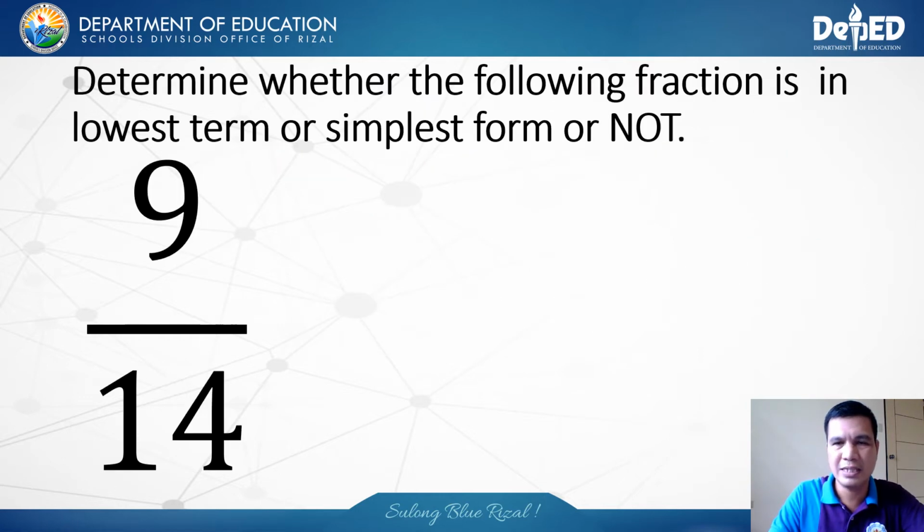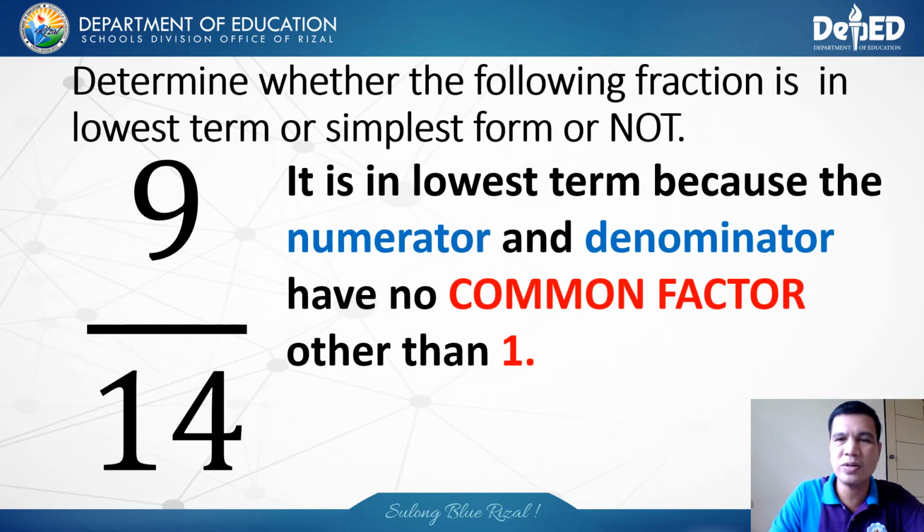How about this? 9/14. What do you think? Yes. This is also in lowest term because the numerator and denominator have no common factor other than 1. Because the factors of 9 are 1 times 9 and the factors of 14 are 1 and 14. So the common factor is only 1.